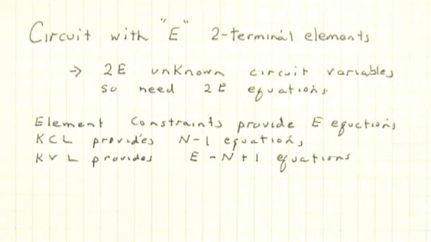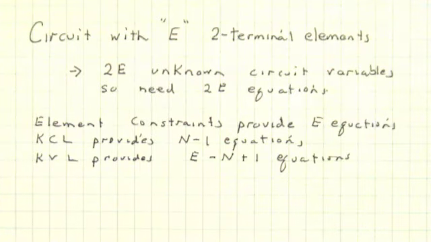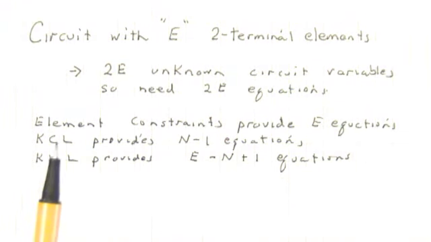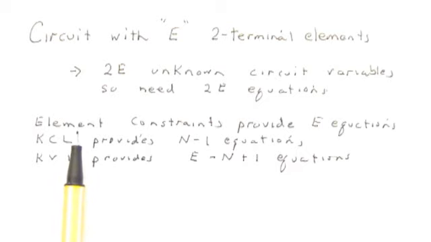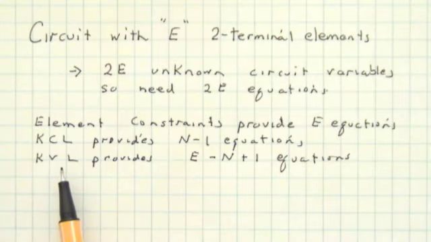We may summarize the situation then by noting that if we have a circuit with capital E elements, and they are 2-terminal elements, we're going to need 2E equations, right? Now, E of them will come from the element constraints. N minus 1 come from KCL, and the remainder, which is E minus N plus 1, where E is the number of elements and N is the number of nodes, come from Kirchhoff's voltage law.